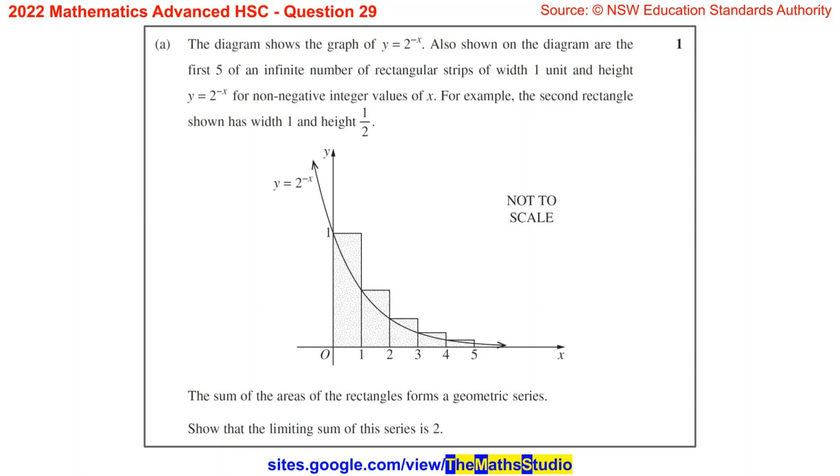The sum of the areas of the rectangles forms a geometric series. Show that the limiting sum of this series is 2.